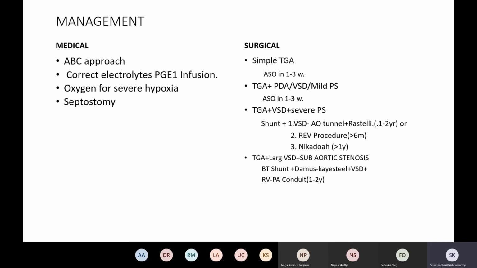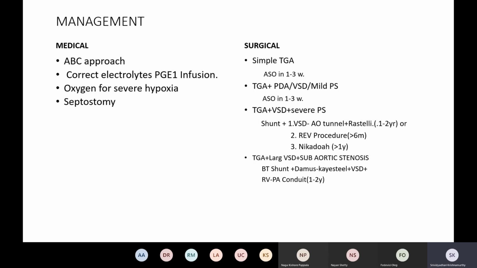And the TGA with VSD and mild PS, again, if they are stable, there's mixing here, so we do it between the first and the third week. And TGA with VSD and severe PS, again, there are three options. Initially do a palliative surgery where we create a shunt so that there's blood flow to the systemic as well as the pulmonary area, followed by a Rastelli procedure, or a REV procedure, or a Nikaidoh. I'm not going to go into the details of what these procedures are.